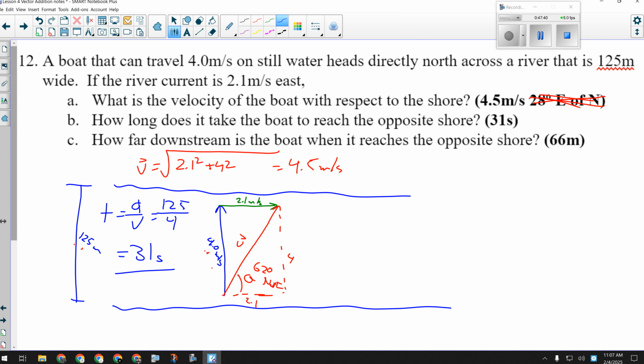Okay. All right, for part C, how far downstream is the boat when it reaches the opposite shore? Well, as I said, I'm rowing for 31 seconds. That means I'm traveling for 31 seconds, both across and down. So to get that downstream distance, D will equal V times T. That'll be our 2.1 meters per second times 31 seconds. That's going to get us 66 meters. Okay, everybody all right with that? Okay, all right, so that's a very typical rowing across type of question.